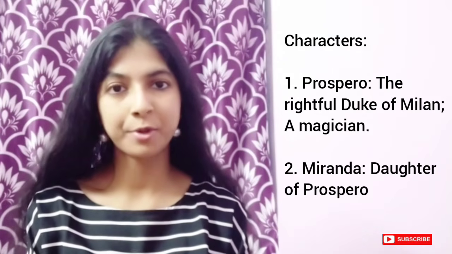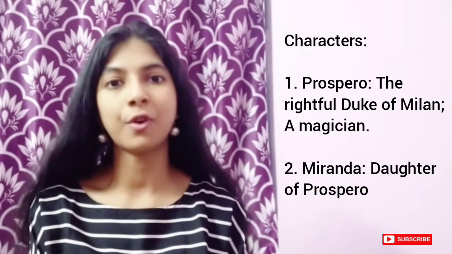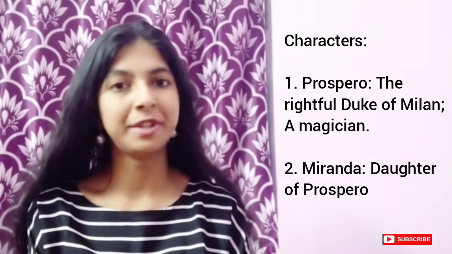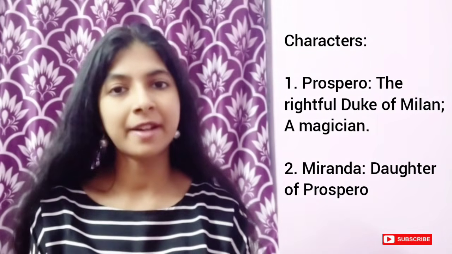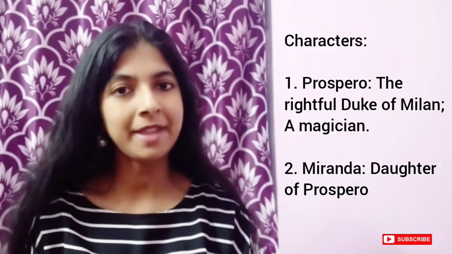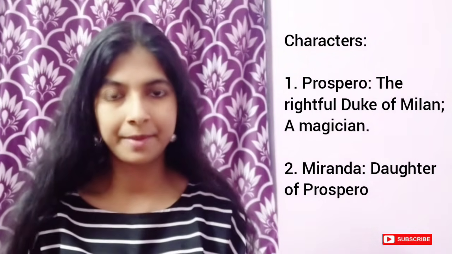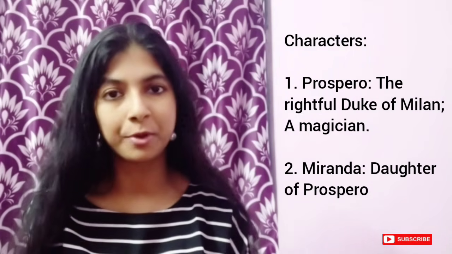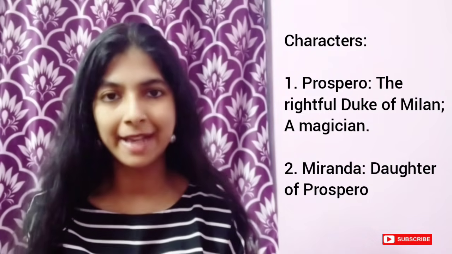So now let's take a look at the most important characters of the play. So at first we have Prospero, the rightful Duke of Milan, who was betrayed by his own brother and was dethroned, and he is currently living in an island and is a magician. Next we have Miranda, the daughter of Prospero, who is also living in the island.